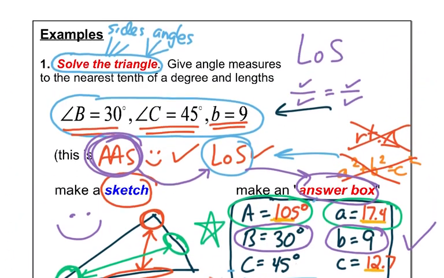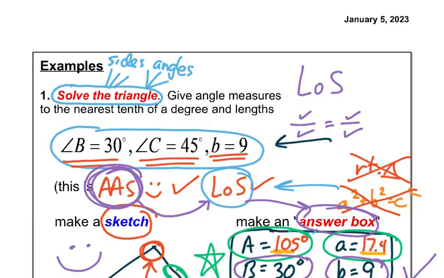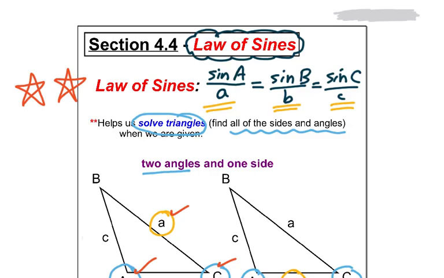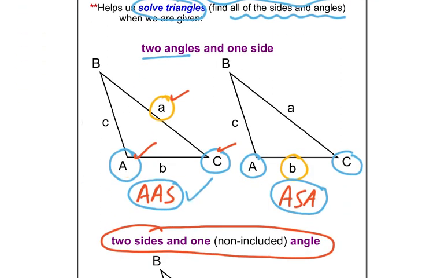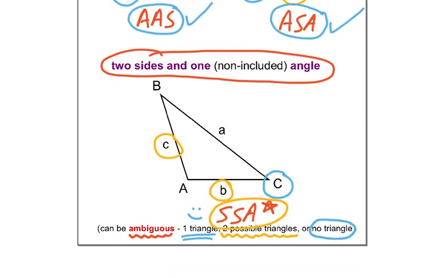So do we always need right triangles to solve? No, we can solve any triangle we want because now we have this amazing, cool formula called the law of sines. We can use it if we ever have an AAA case, AAS case, an ASA case, or the very strange SSA case that we'll solve for another video.